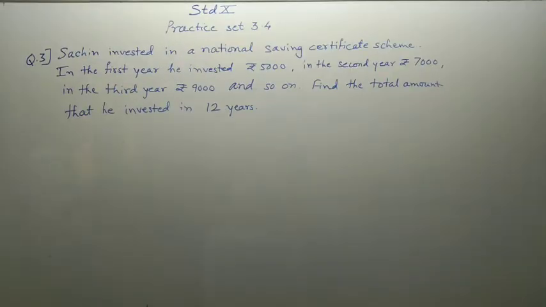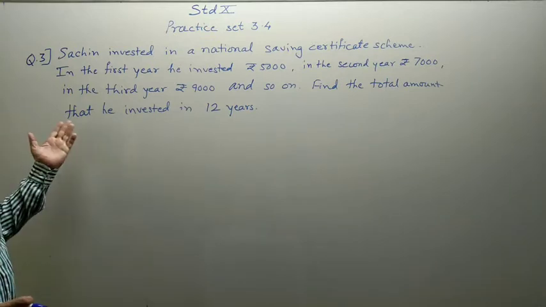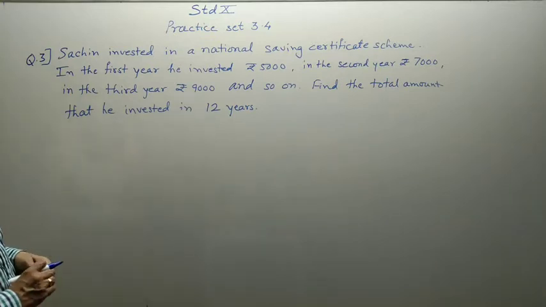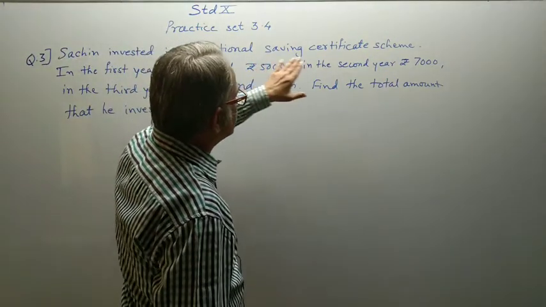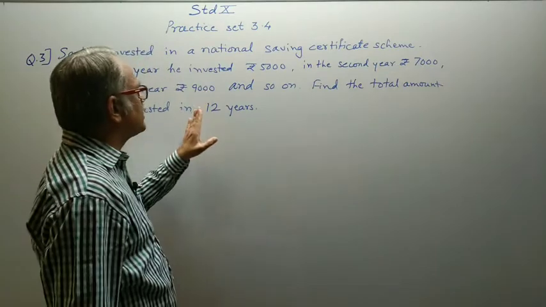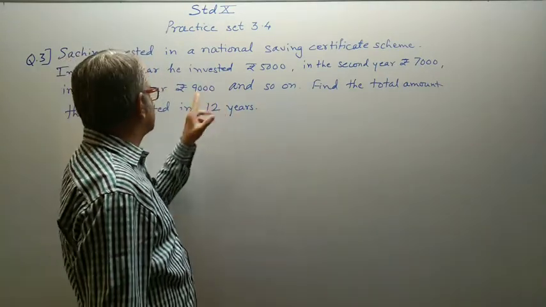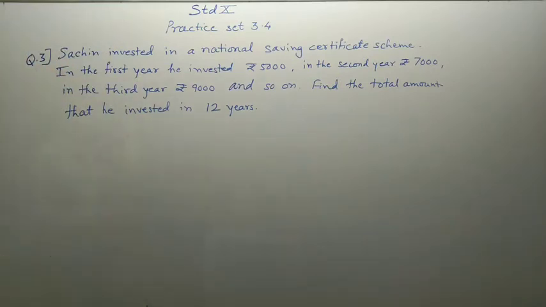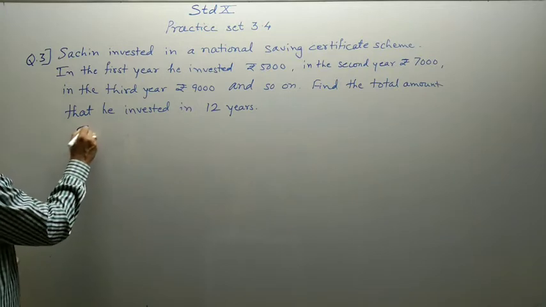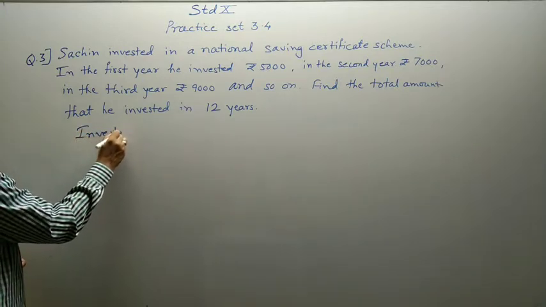Last sum we have observed, we have to find Sn also. Sn was given, we have to find first term A also and last term Tn also. That was different. This third sum is similar to first sum, very easy. Sachin invested in National Savings Certificate Scheme 5,000 in first year, 7,000 in second year, 9,000 in third year. Like that he invested for 12 years. What is the total investment? Means we have to find S12. Only that much.